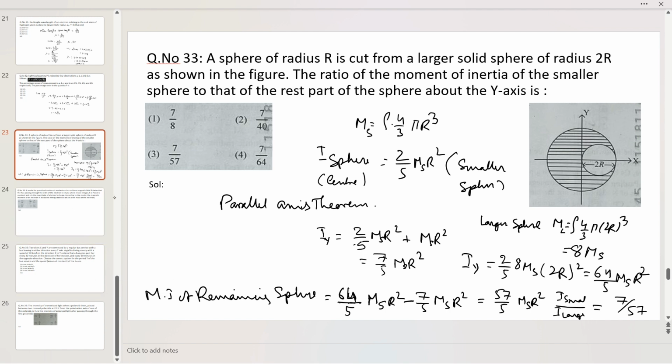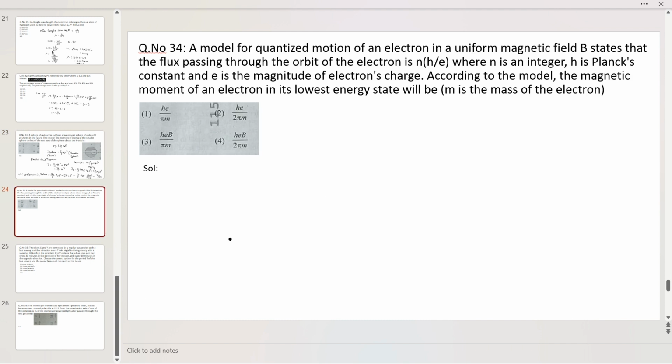Now I'm going to the next question. Your next question is this. Your answer will be directly according to what we have to find. We have to find the magnetic moment. Your answer will be the magnetic moment. Your answer will be eh by 2 pi m. This will be your answer.